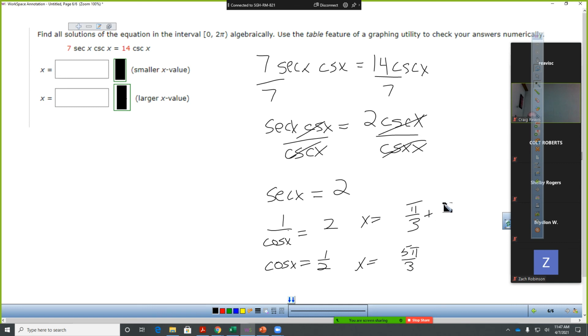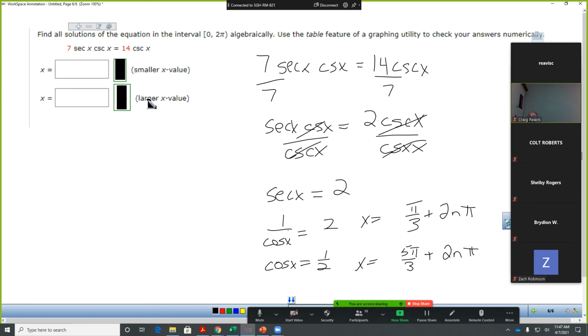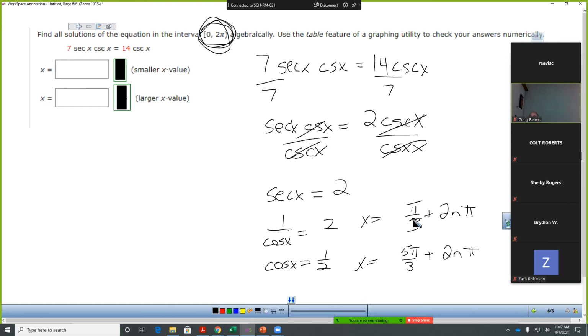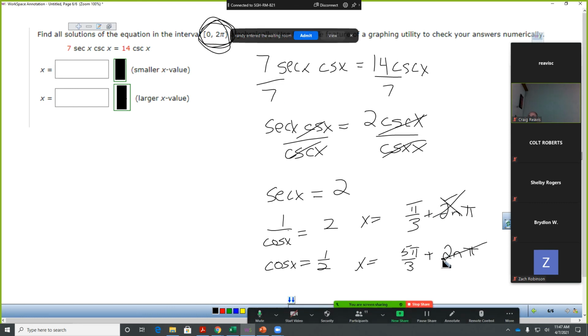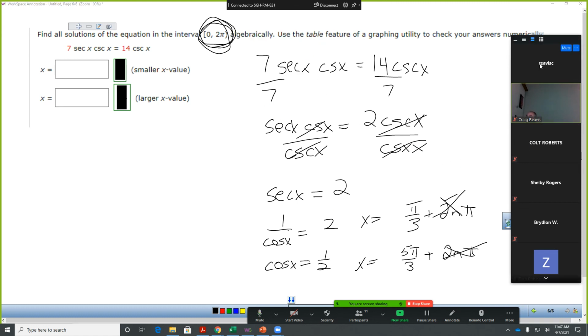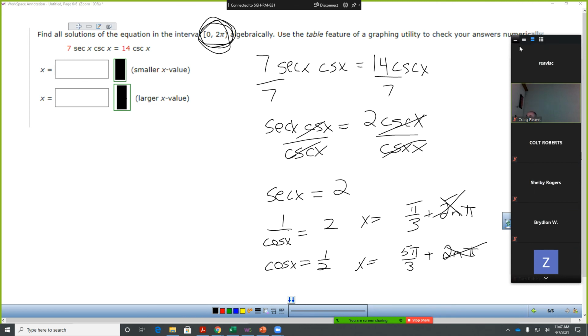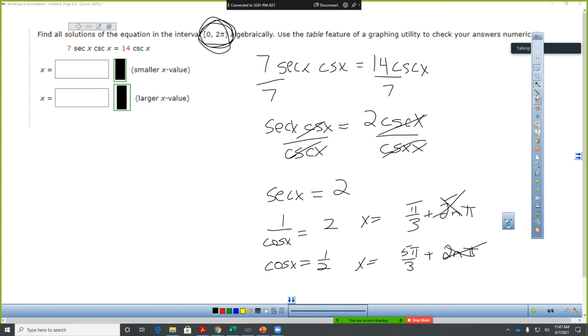And then I have to write every time it goes all the way around, there is also an angle at that exact same spot. And actually, notice right there, they say on the interval 0 to 2 pi. So this part is not needed. I just need pi over 3 and, let's see if that's what they give us, pi over 3 and 5 pi over 3.